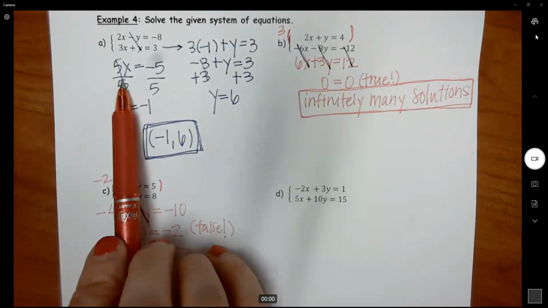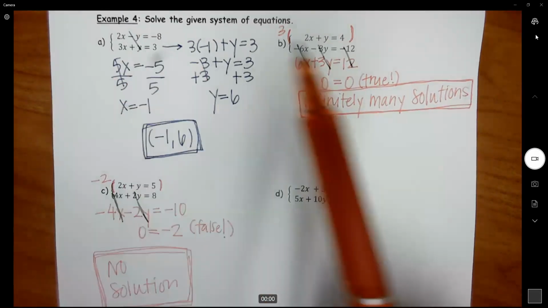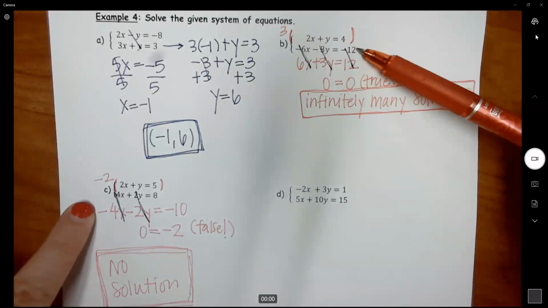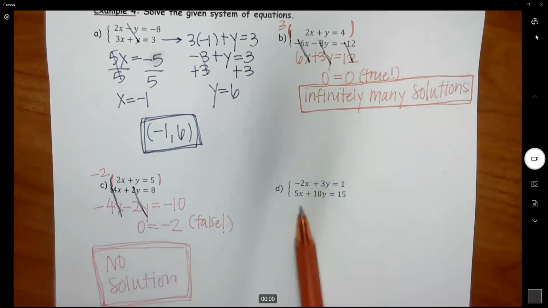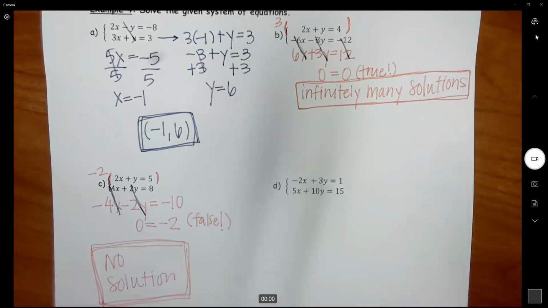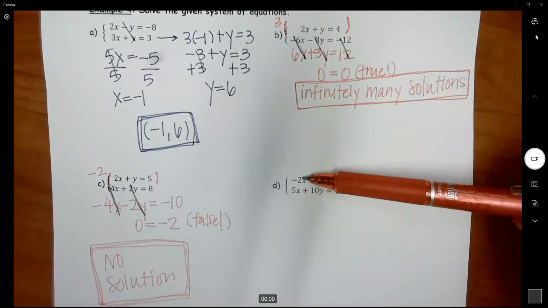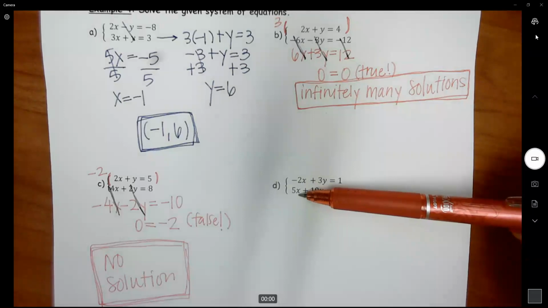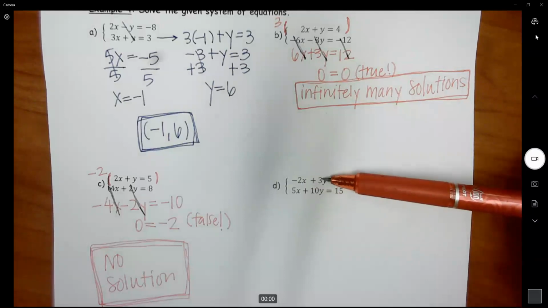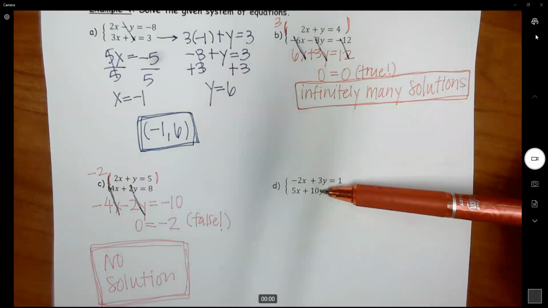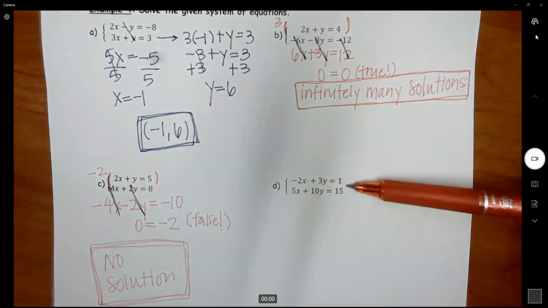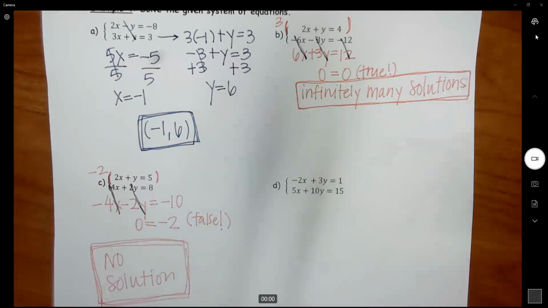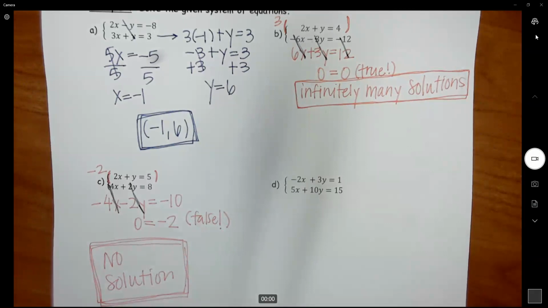So in example A, we already had something eliminate. And in B and C, we only had to multiply one equation to get something to eliminate. On D, I can't multiply just one. I can't multiply 2 by something to eliminate it with 5. I can't multiply 3 by something to get it to eliminate with 10. I don't care if my constants can eliminate. I need to eliminate my x or my y. So when that happens, we have to multiply both equations.